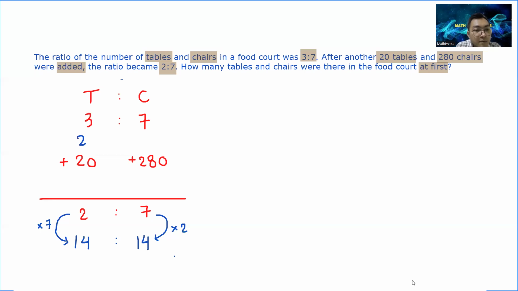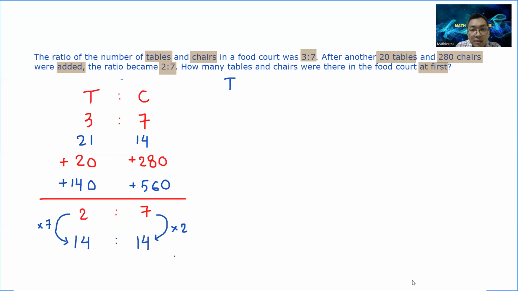That's why if you multiply this 2 by 7, you have to multiply this 3 by 7 too. So 3 times 7 is 21. Not only that, you have to multiply this 20 by 7 too. 20 times 7 is 140. Okay? So right now, the total 7 units, you multiply by 2. Not only that, you have to multiply this 7 by 2, 14. This 280 by 2, it is 560. You got it?